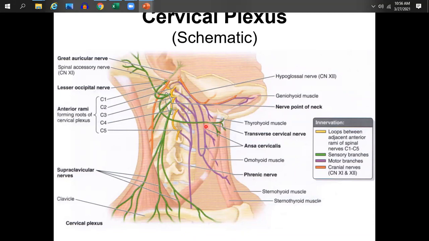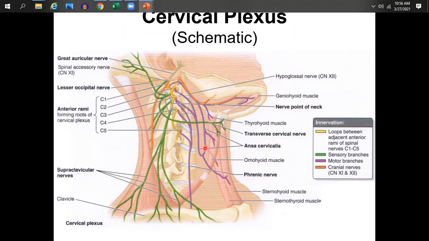You said C2 and C3 do what now? So C3, C4, and C5 keep the diaphragm alive, versus C2 and C3 giving fibers to the inferior portion of your ansa cervicalis, whereas C1 gives fibers to the superior portion of your ansa cervicalis. Gotcha. Thank you. Yep.